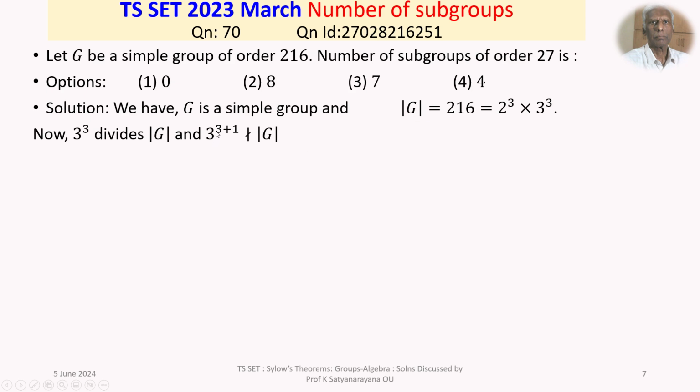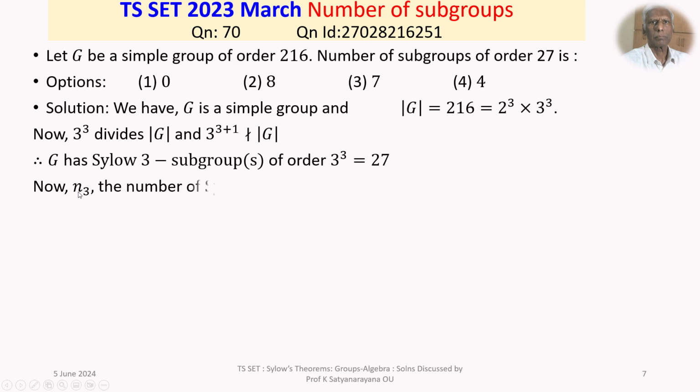3 to the power of 3 plus 1 does not divide the order of G. This is the first condition for the existence of Sylow 3 subgroups. So we apply Sylow's first theorem, then G has a Sylow 3 subgroup or subgroups of order 3 cube, that is 27. Because we want 27, therefore we are talking about this one.